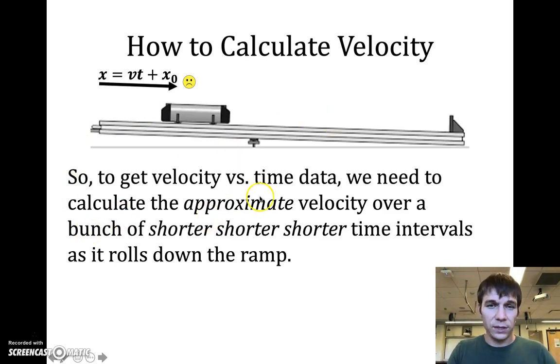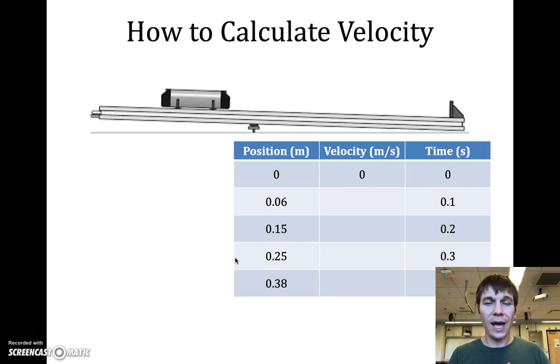So to get velocity versus time data, we need to calculate the approximate velocity over a bunch of really short time intervals as it rolls down the ramp. This is actually the average velocity over each of those time intervals. So how to do this mathematically? Your data is going to look something like this. You're going to have a bunch of positions, and you're going to have a bunch of times here. Hopefully your times are in equal intervals. It'll make your life a lot easier.